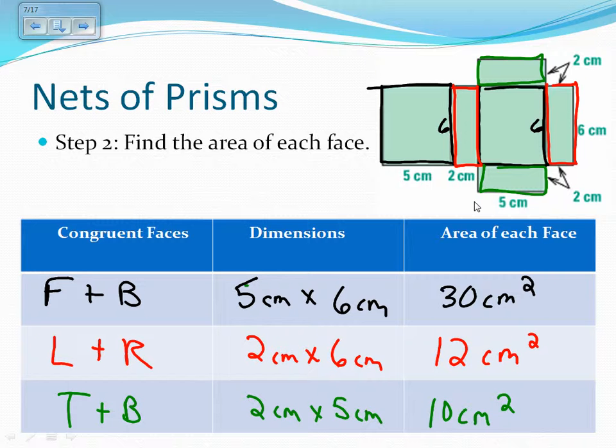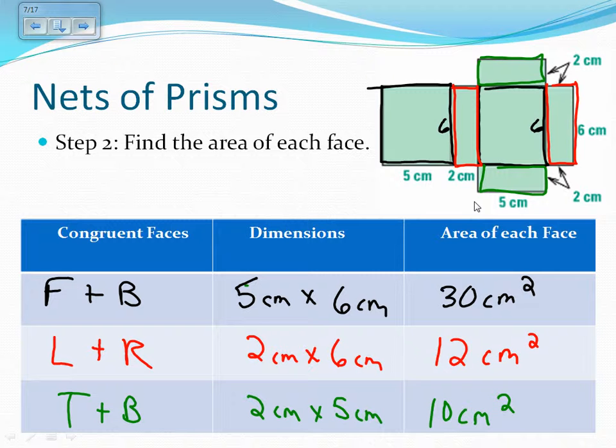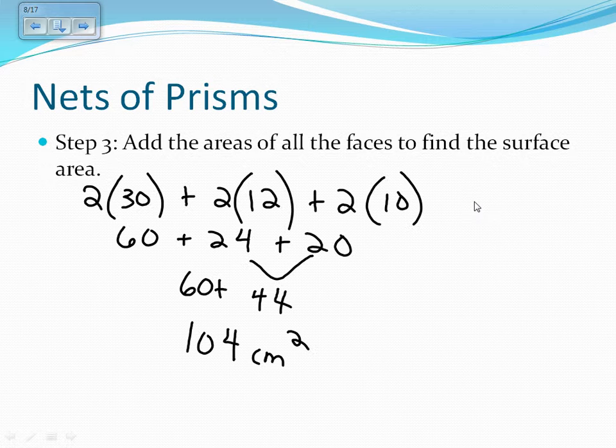Sarah? So didn't we just do 2 times the height, 2 times the length? No. Because 2 times the length would be 2 times 6, plus 2 times 5, plus 2 times 2. You need to do 2 times the area, not just the length and the width.